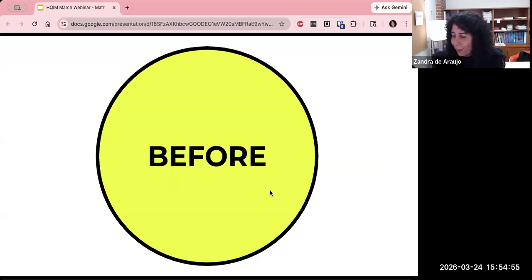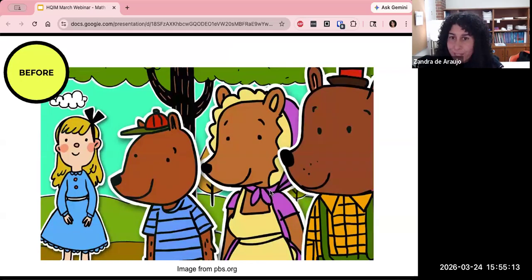Okay, before. So you have a task. It might be okay. It might be meh. It might be great. But anyways, you have this task. You're going to use it. And what do you do with the students to get more math out of it before they actually start solving it? That's where we're at. First thing you can do.